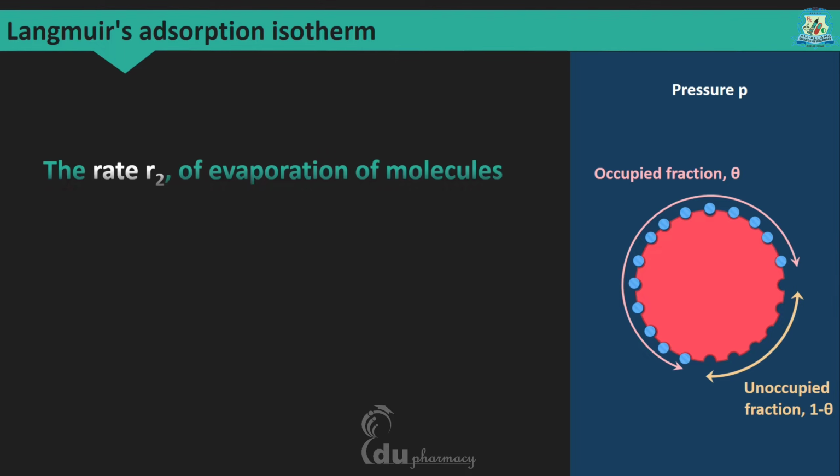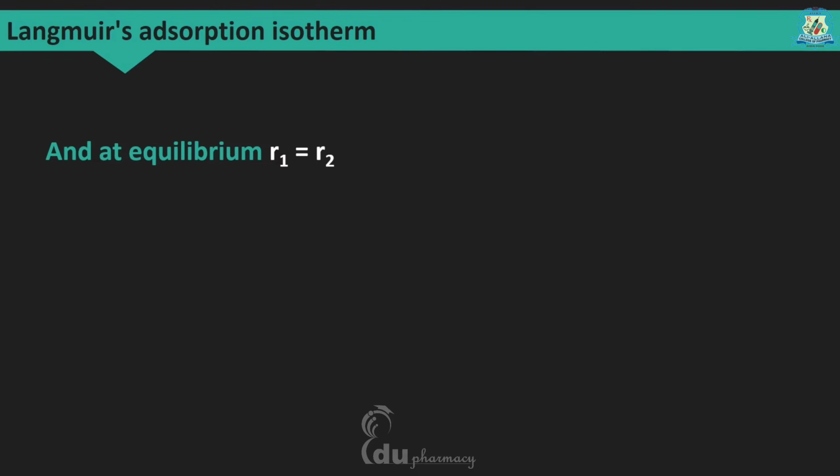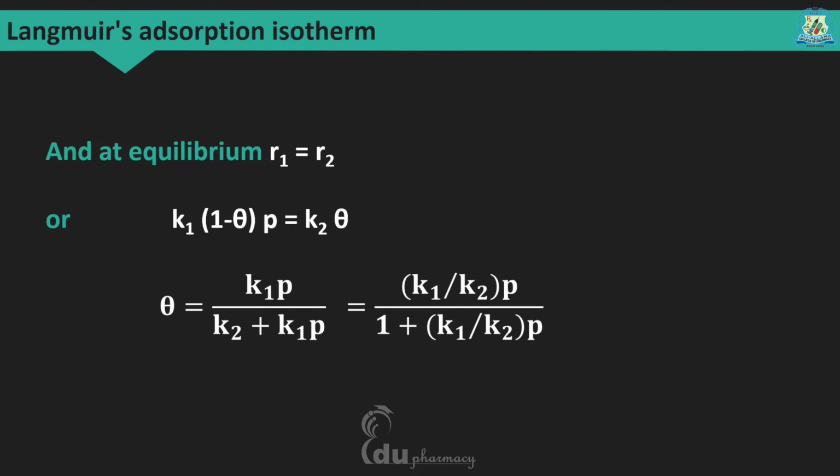The rate R2, that is the rate of evaporation or desorption of molecules bound on the surface, is proportional to the fraction of surface occupied, theta. So we can write R2 is equal to K2 multiplied by theta. But at adsorption equilibrium, R1 is equal to R2. Substituting the values of R1 and R2, we can have this equation.